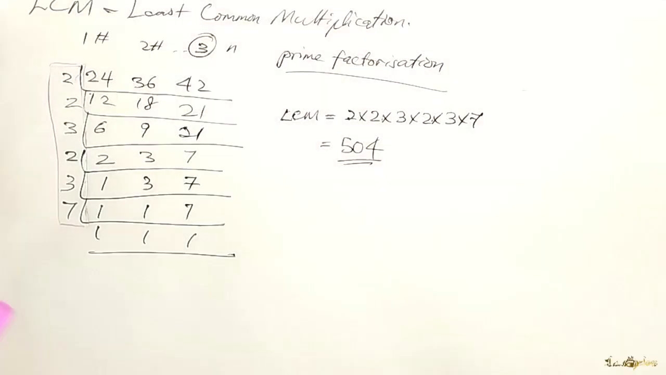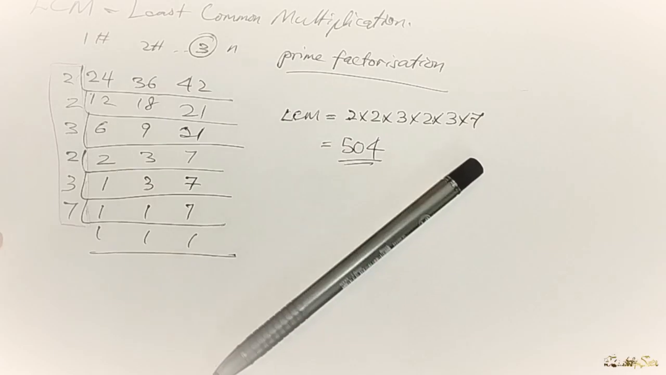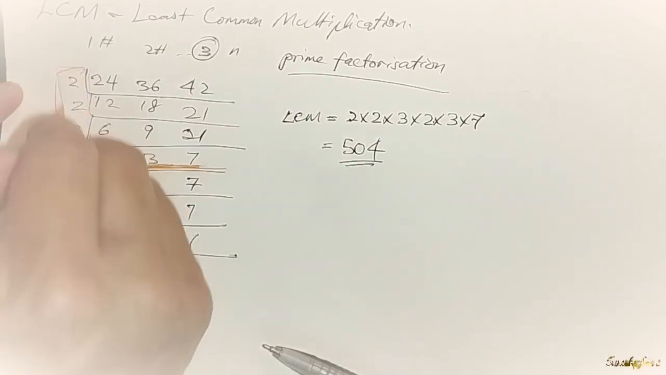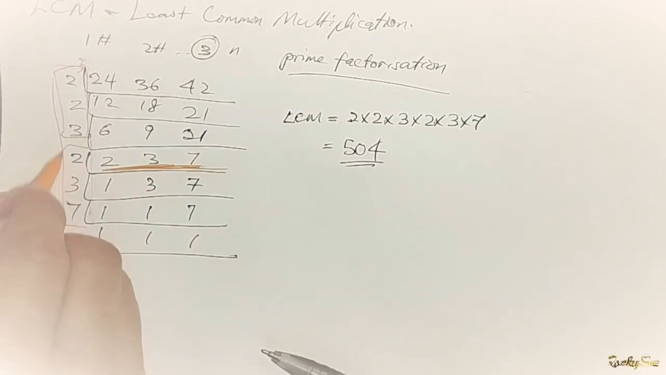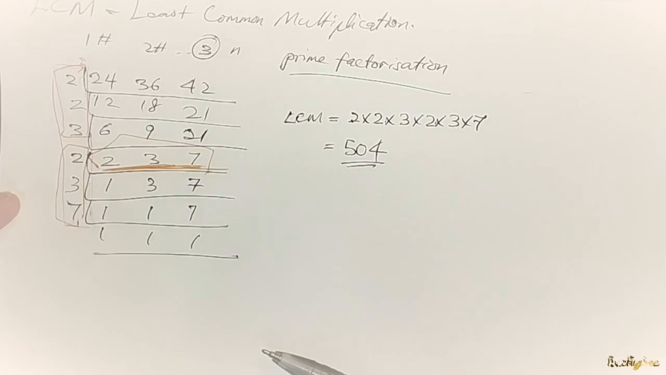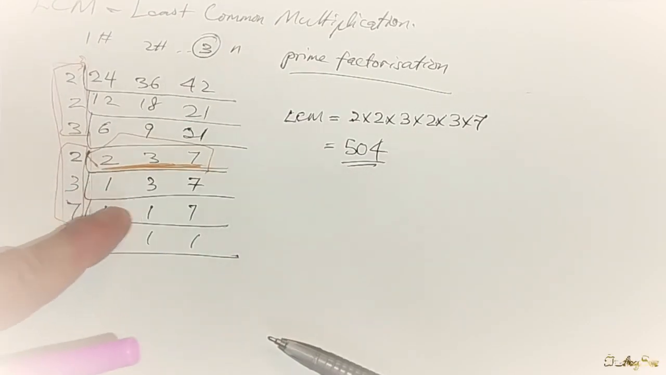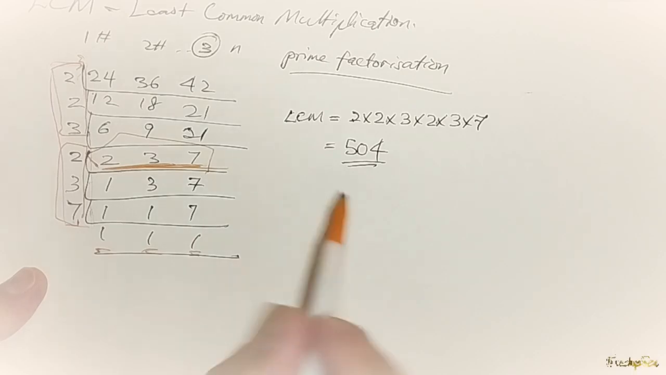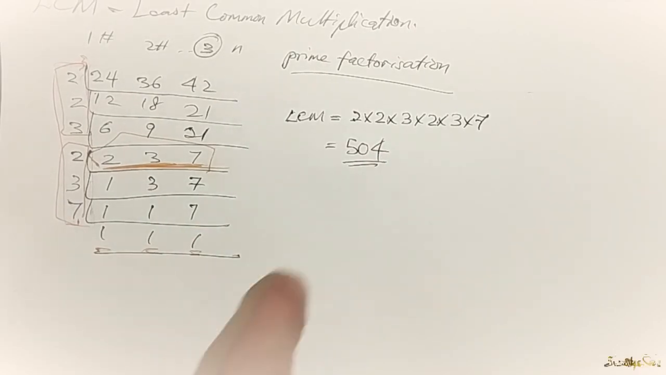Now, I just told you, normally I will stop here. If I stop here, you will have 2, 2, 3, 2, 3, 7, which is the same as this one. Can you see? Because this is already the smallest. There's nothing further you can do. But in school, you have to do this until here. Understand? This is the least common multiple value. Hope you can understand. Thank you for watching.